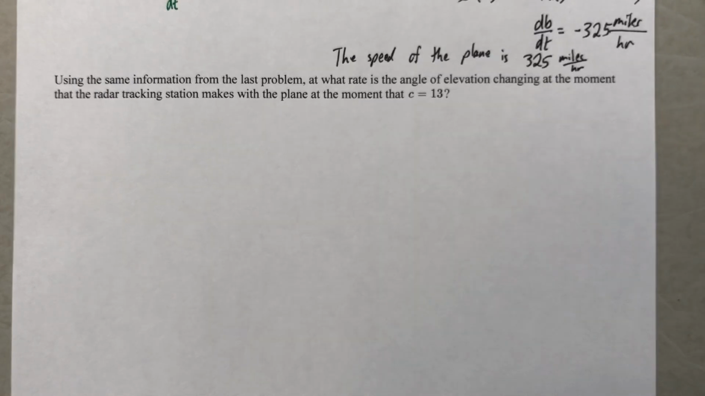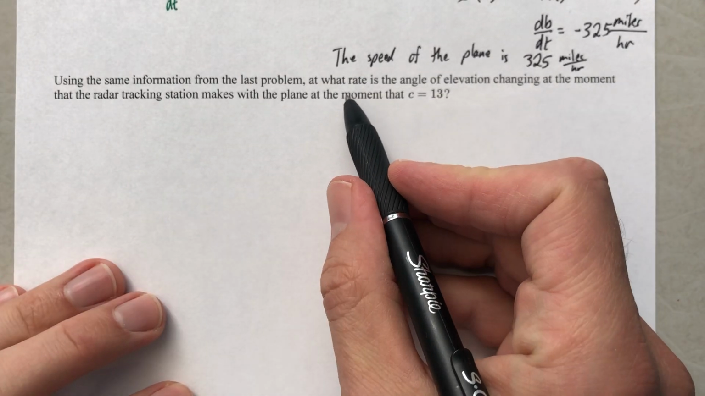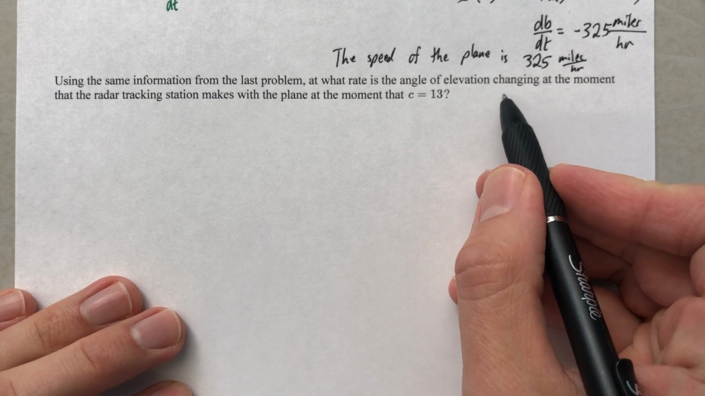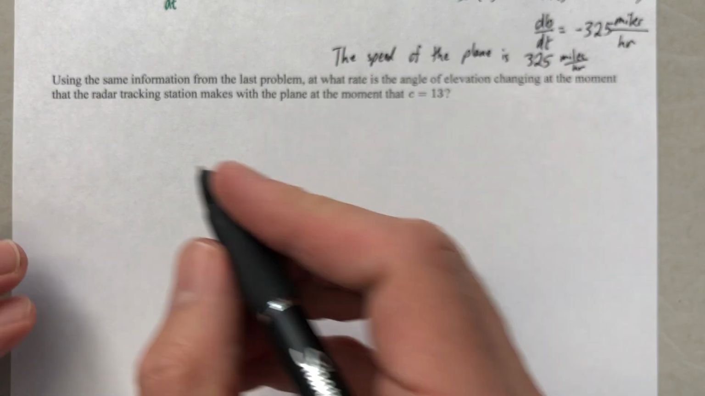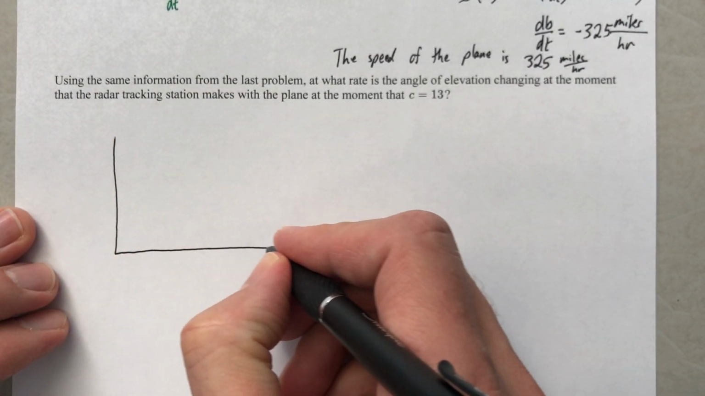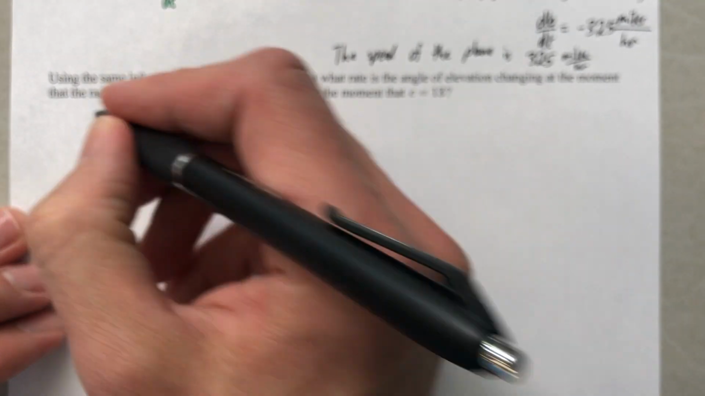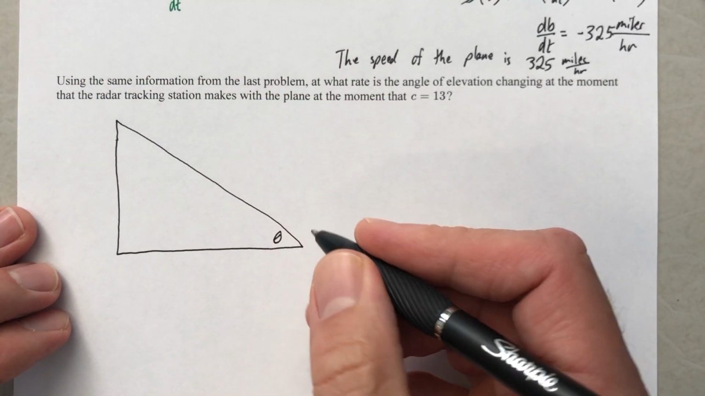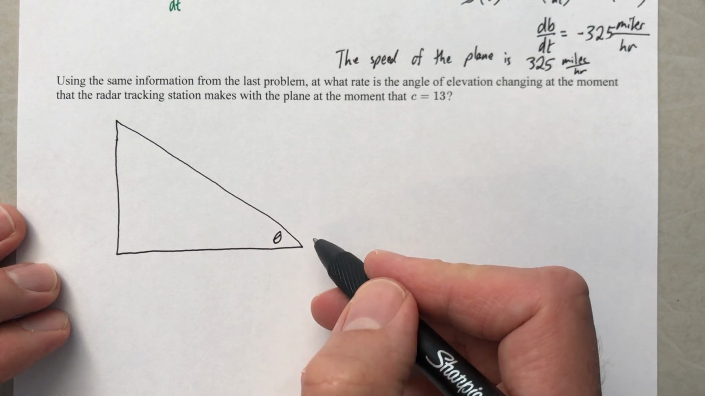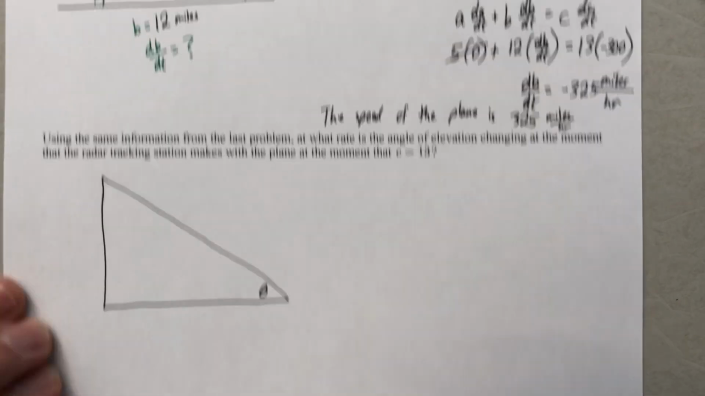We'll use the same information from the last problem and find the rate at which the angle of elevation, whoa, what? Okay, let's draw it again. We're dealing with the angle of elevation. That would be the angle at which you're looking up to see the plane from the little radar tracking station that we had right here.